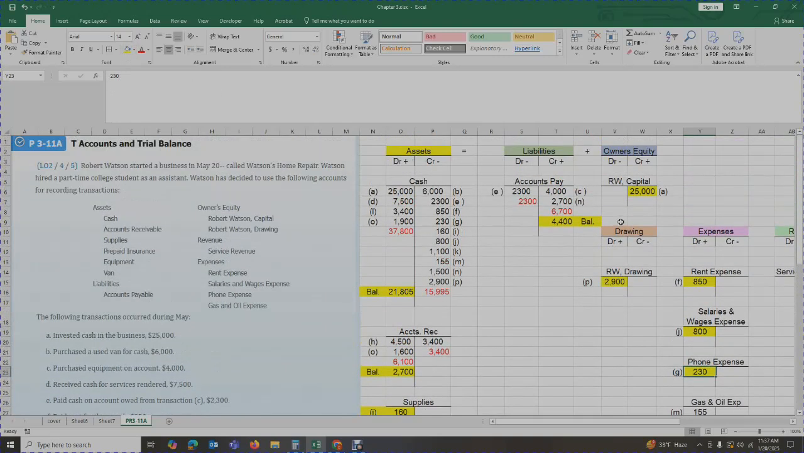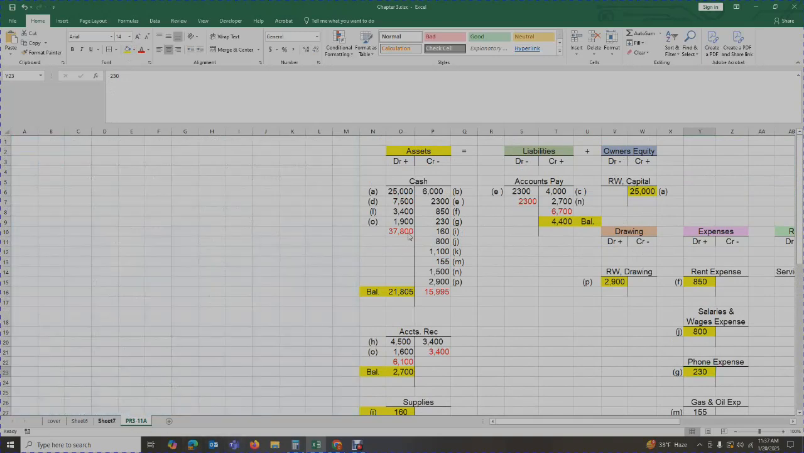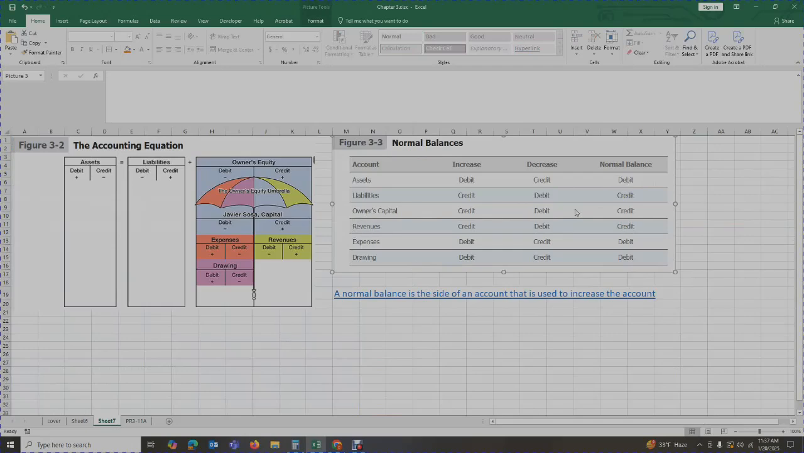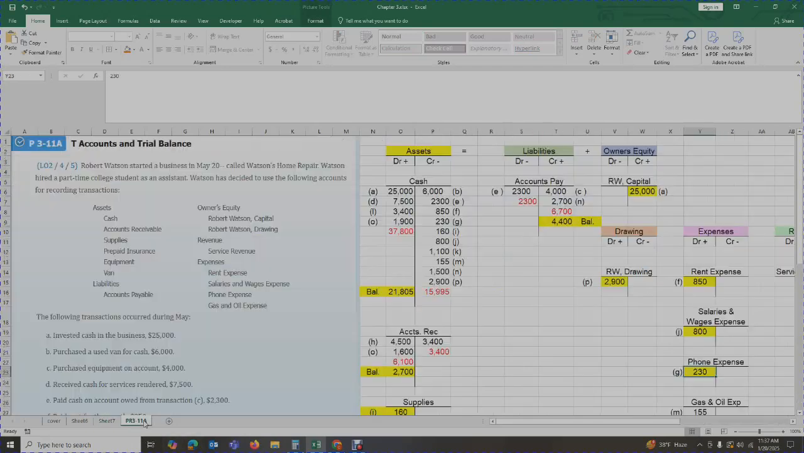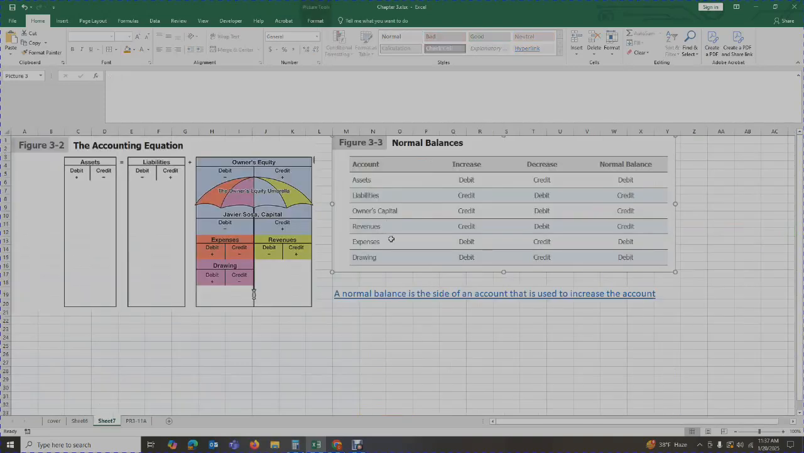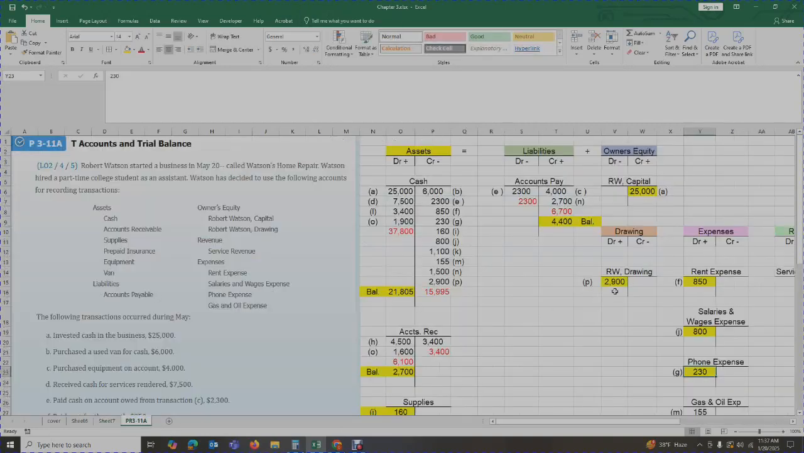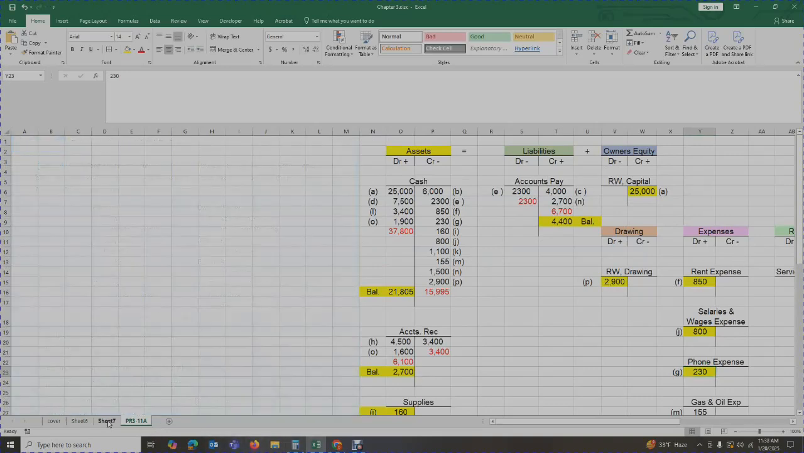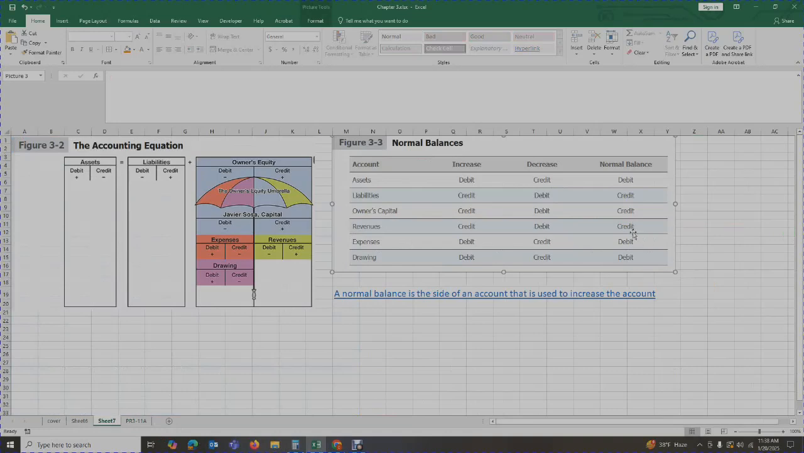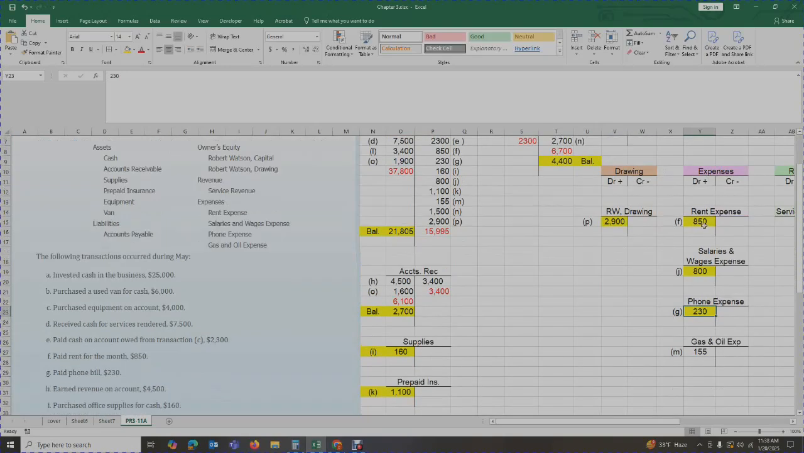Remember, for the capital account, let's look over here. The capital balance should be on the credit side. Is it? Yes, it is. For the drawings, the balance should be on the debit side. The drawing is on the debit side. We are good. For expenses, the balance should be on the debit side. And if we look at all of our expenses, the balances are on the debit side.